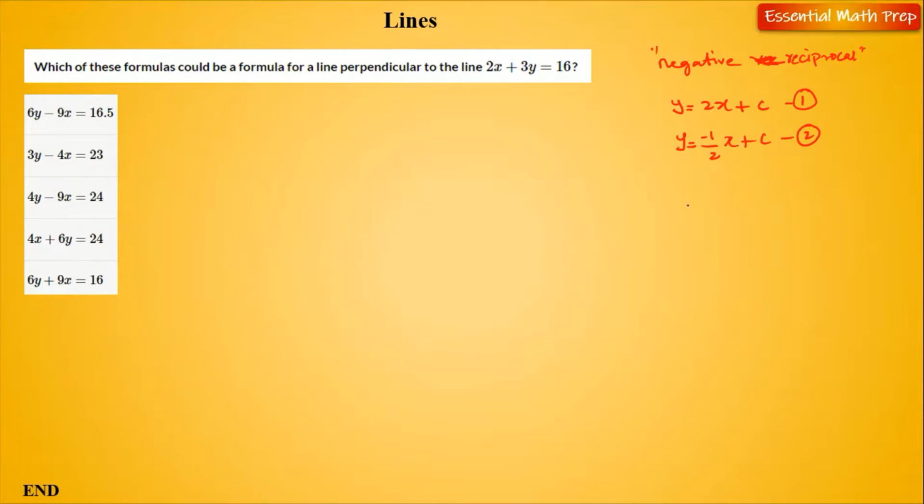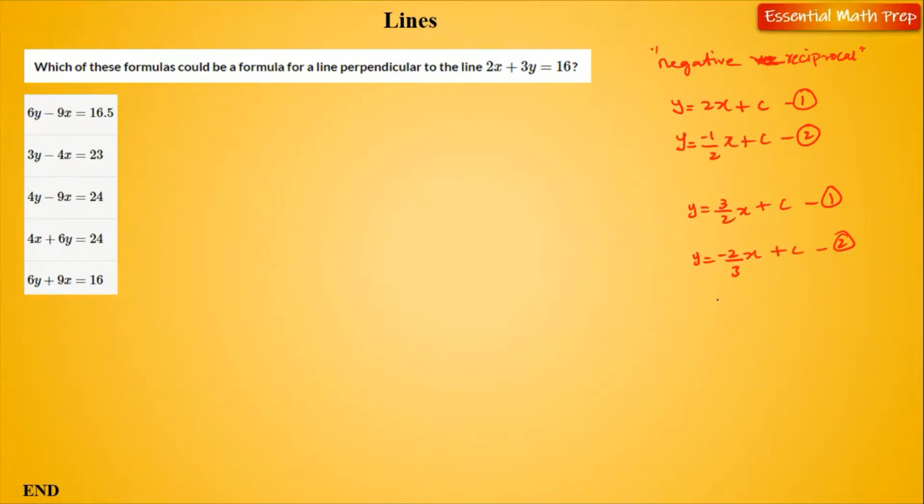You may be wondering, what if it is something like 3 over 2x plus c? If this was the first equation, the second equation's slope is the negative reciprocal. So all you do is flip the numbers around, 2 over 3, and you add a negative: negative 2 over 3 x plus c.